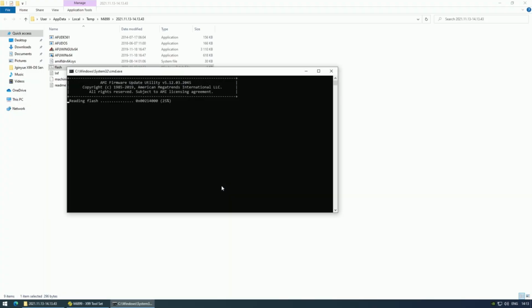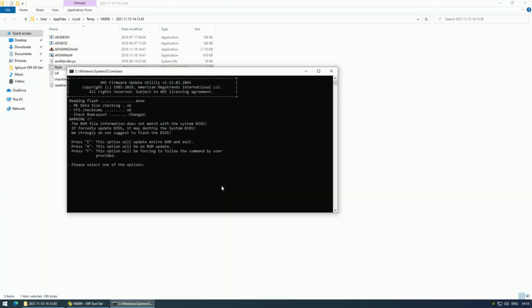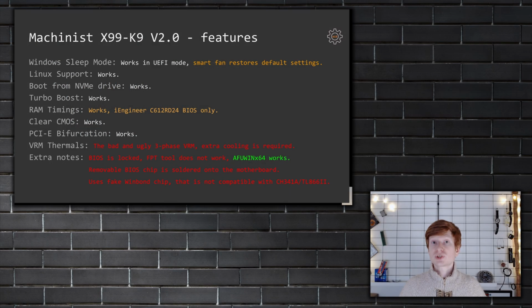But there is also good news. The motherboard is fully compatible with the BIOS from iEngineer for Machinist X99Z version 102. This BIOS gives you possibility to adjust your memory timings and overclock your CPU and also fixes some other issues. But as always, when you flash a BIOS using software, there is a risk to break your motherboard. And in case of Machinist X99-K9, if you break your motherboard, you will have to physically desolder the BIOS chip and replace it with something else.